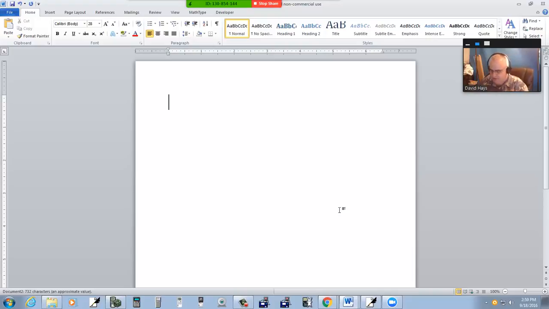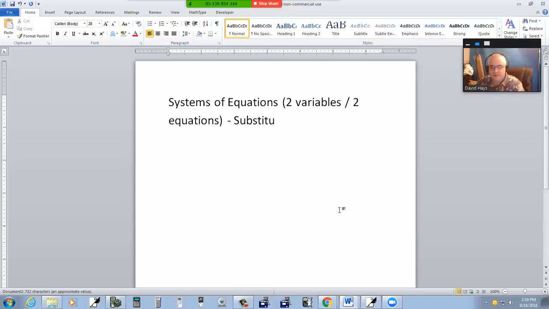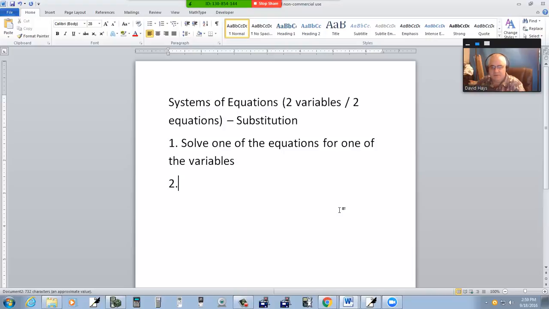And the first method we're going to take a look at is substitution. So systems of equations, two variables, two equations, and we're going to solve it using substitution. Step 1, solve one of the equations for one of the variables. Step 2, plug this into the other equation and solve.